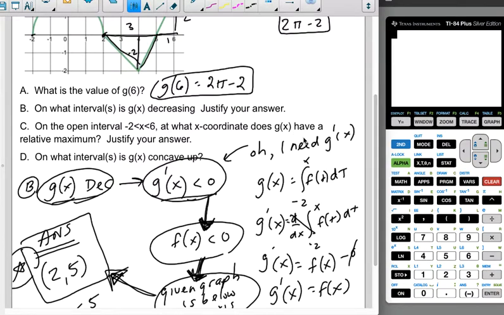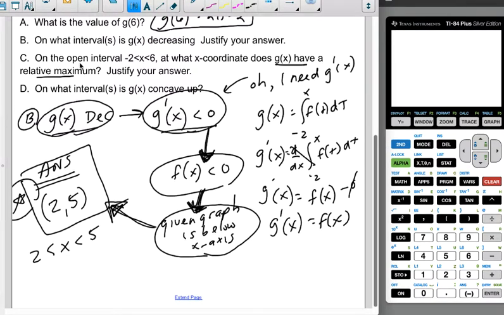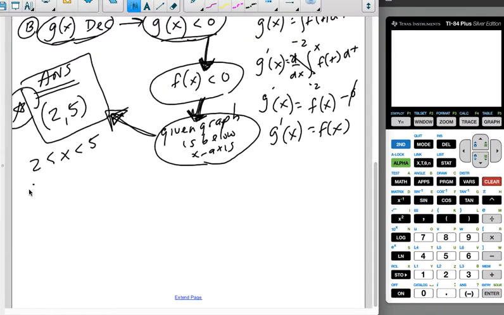Justify your answer. So now we want g to have a max, okay? Oh, and notice they said open interval. That means endpoints are off the table, right? So let's look at C, right?